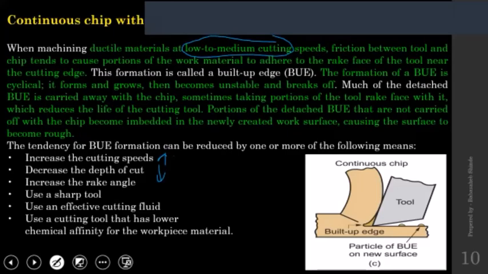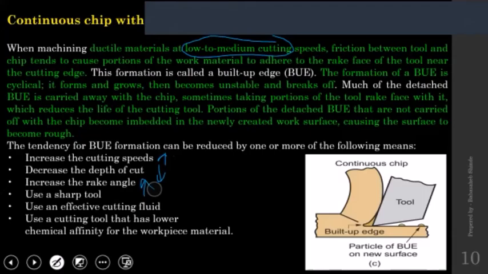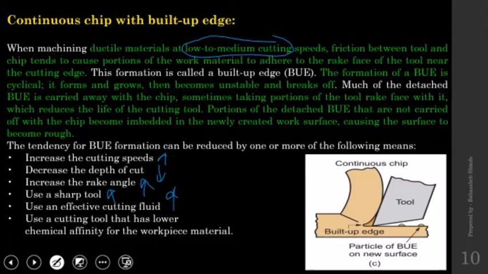If you decrease the depth of cut, the generation of cutting forces and temperature will reduce, and that will result in reduction of the formation of continuous chip with built-up edge. Then increase the rake angle, or use sharp tools. Both are going to reduce the formation of continuous chip with built-up edge. Additionally, you can go for cutting fluids or coolants. That way you can have control over the temperature generation, the heating in the cutting zone, and that can result in reduction in the formation of this particular chip.